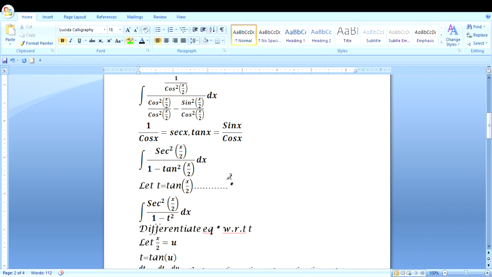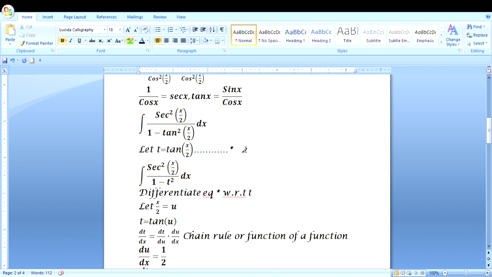Okay, now for us to move further, we need to find an expression for dx. First and foremost, let tan x over 2 equal t, and this is labeled as equation 1. So the expression becomes sec square x over 2 over 1 minus t square dx.